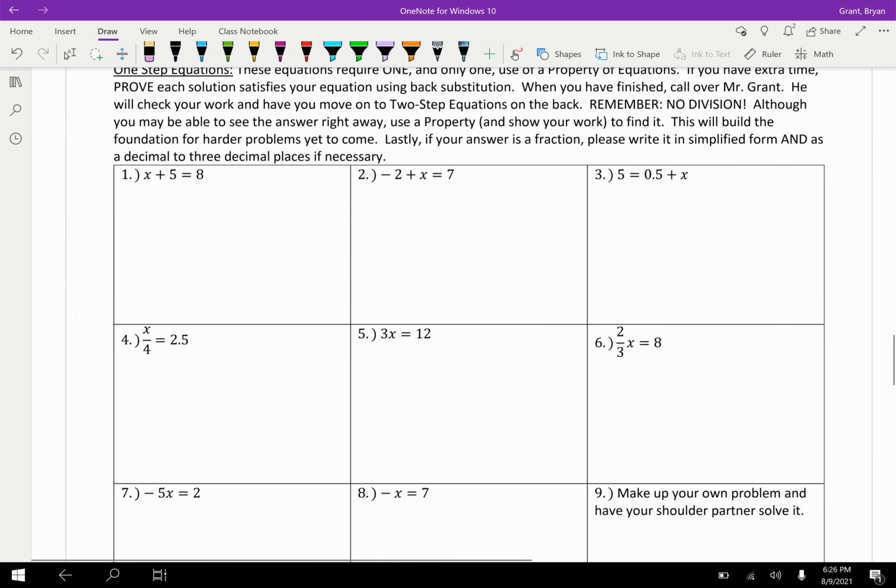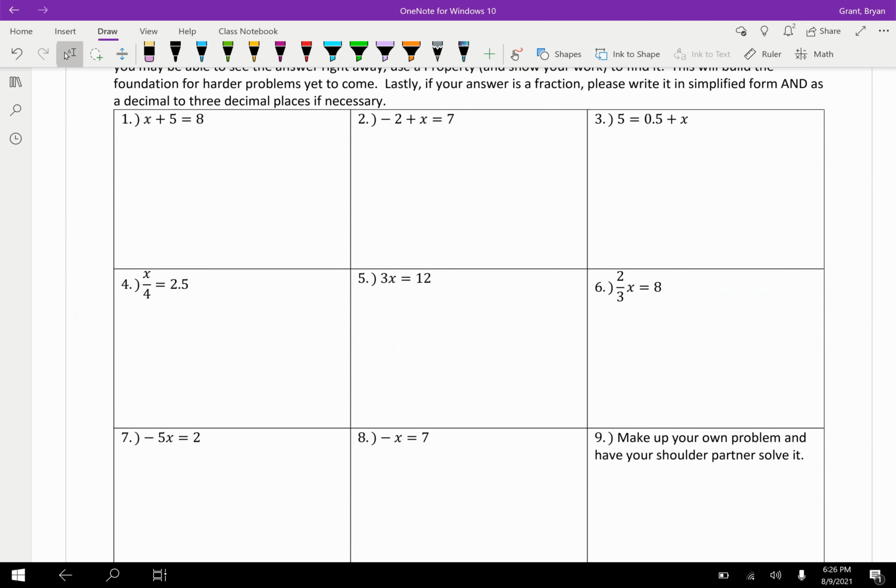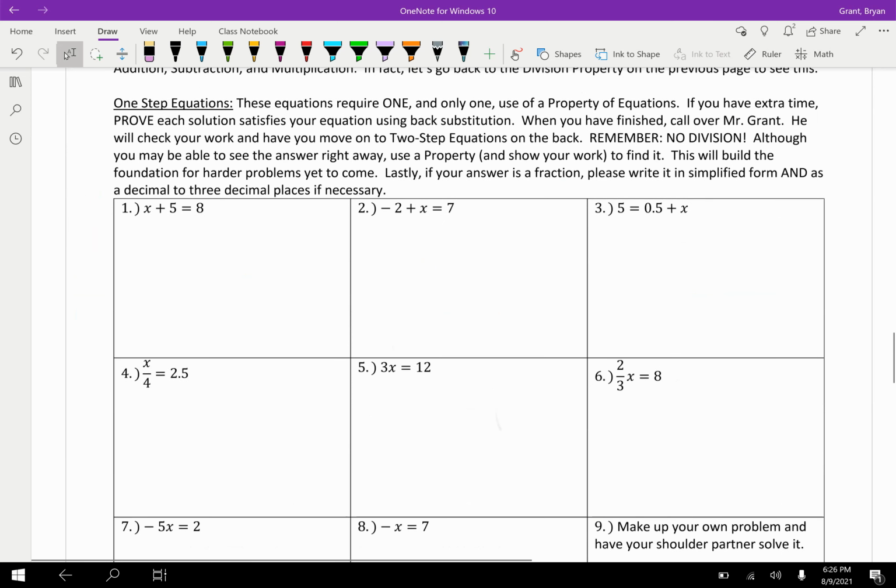Many of these equations you'll be able to look at and say, oh, I know the answer already. I don't need to do the math. And you're half right. It is wonderful that you know the answer, but you do still need to do the math, because what we're doing today is building the foundation so that you have the ability to solve harder equations later on.